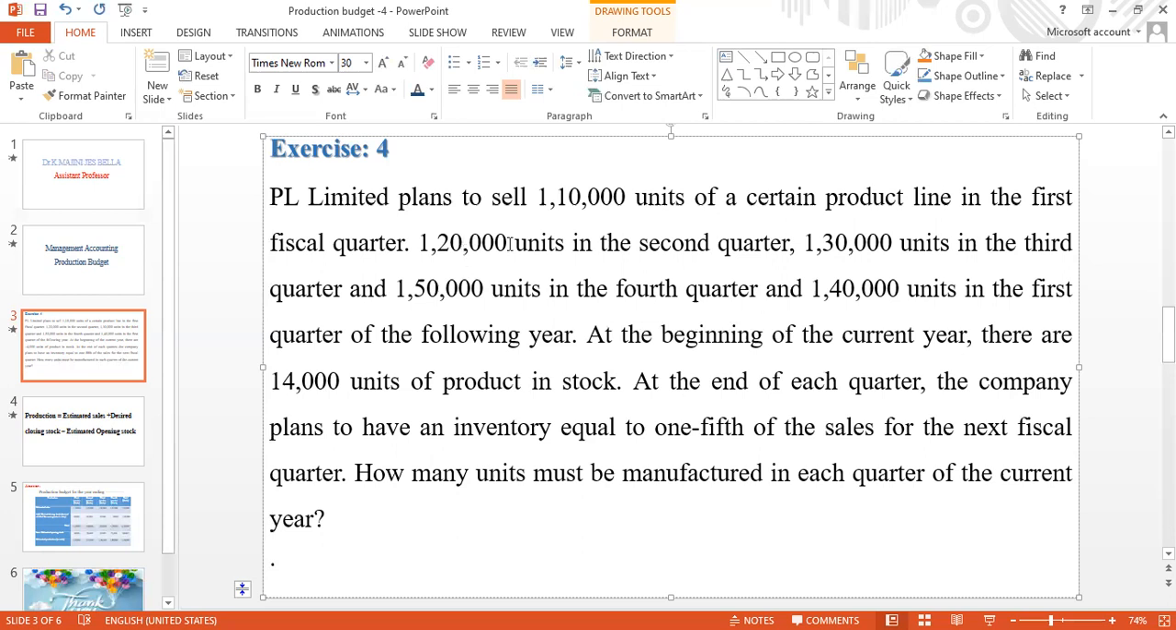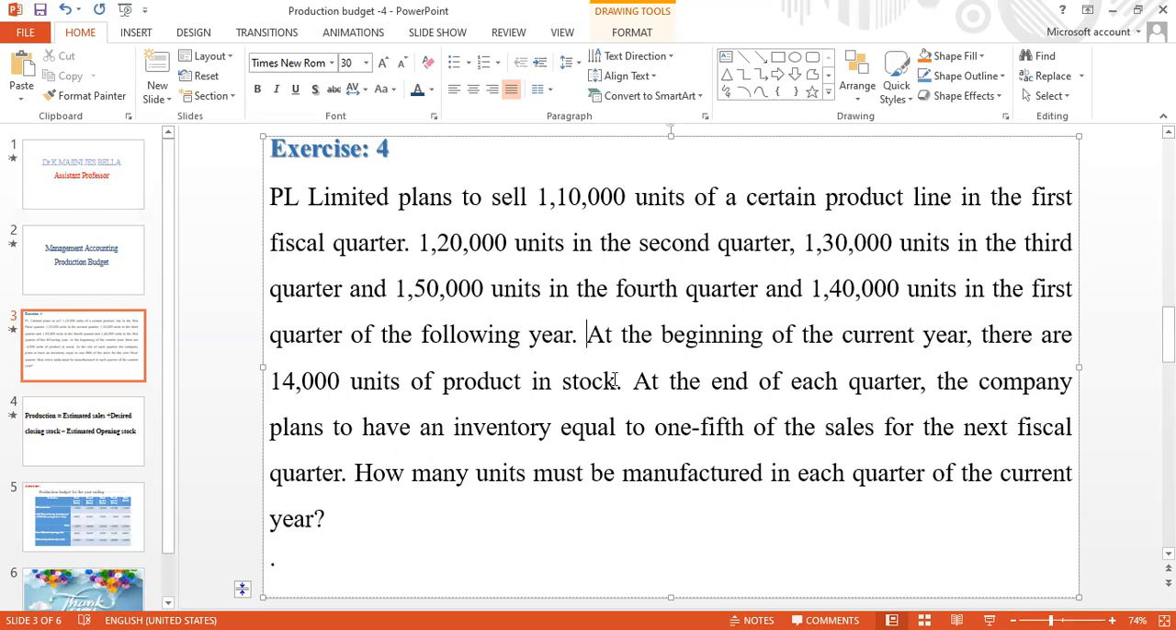Quarter two, 1,20,000 units. Quarter three, 1,30,000. Quarter four, 1,50,000. So this is the 1 year. There are 4 quarters. Then the opening stock and the closing stock. In the previous sums, they directly gave it in the question, right? But here we should calculate how much is the opening stock and how much is the closing stock.